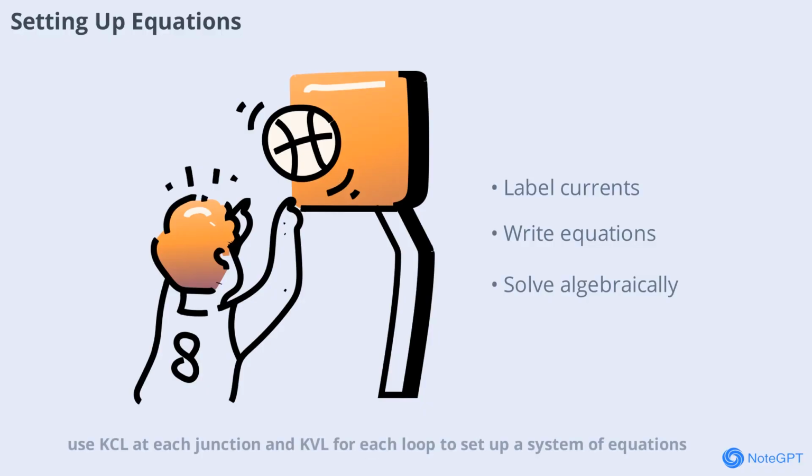In analyzing a circuit, the first step is to label all currents and voltages. Then, use KCL at each junction and KVL for each loop to set up a system of equations. These equations can be solved using algebra to find the unknown values. This systematic approach is the foundation of circuit analysis and is used by engineers and students alike.